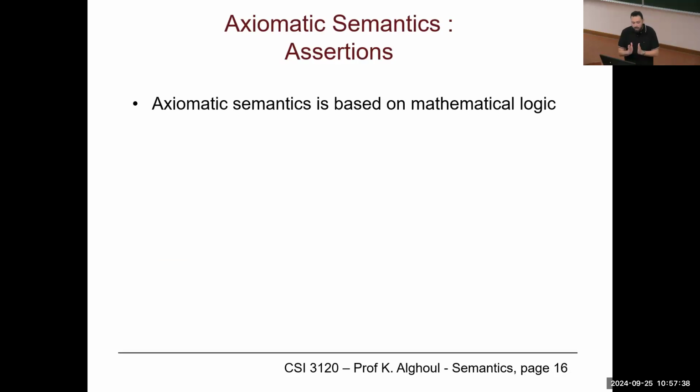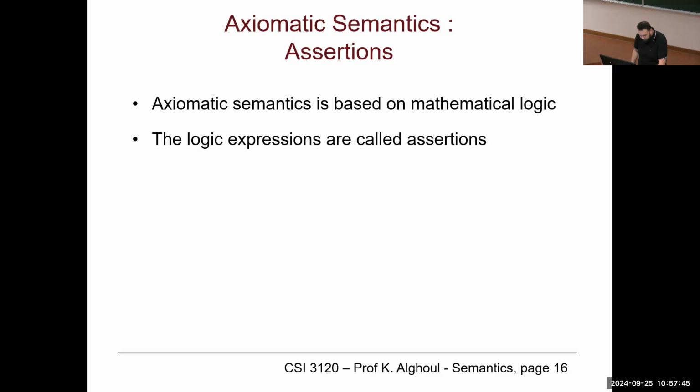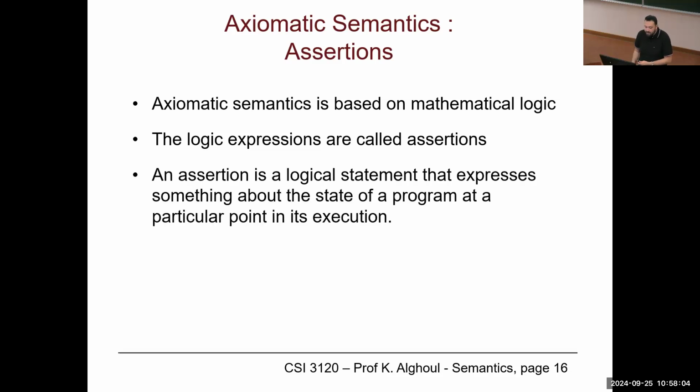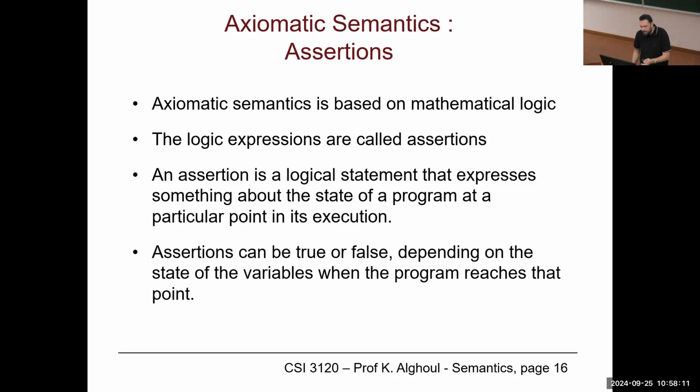So axiomatic semantics, guys, is based on mathematical logic. These logic expressions are called assertions. Whenever we say we're basing things on assertions, that means we're basing it on logical expressions. For example, x greater than 0 is an assertion. An assertion is a logical statement that expresses something about the state of a program at a particular point in its execution. An assertion can be true or false.